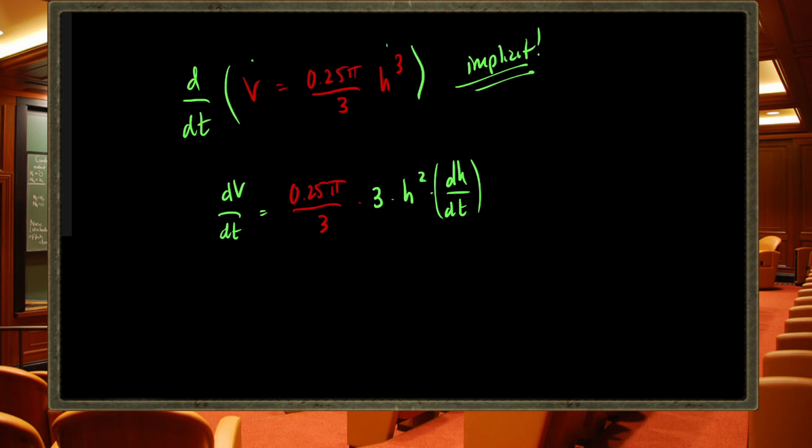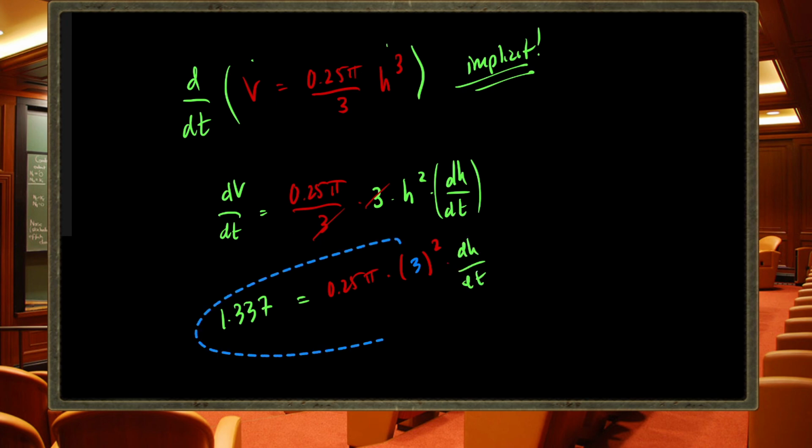And we said we know that dV/dt was 1.337, right? That equals this times 3. Well, the 3's are going to cancel, so let's just deal with that right now, times h squared. Well, what was h? We said h at this moment was 3, times dh/dt.